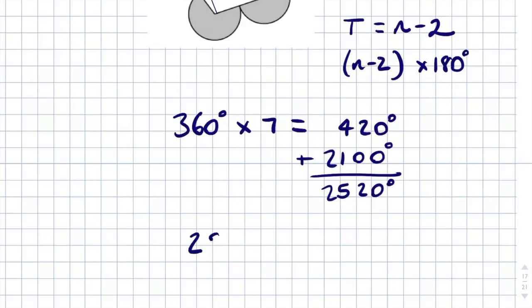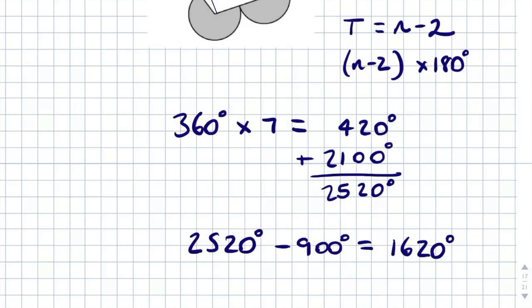So to find the exterior angles, well, we know the interior angles add up to 900, so if we do 2,520 minus 900, that's going to give us 1,620. That is going to be the sum of our exterior angles.